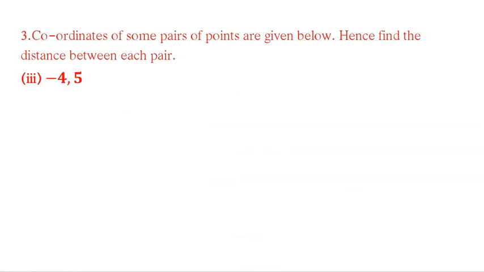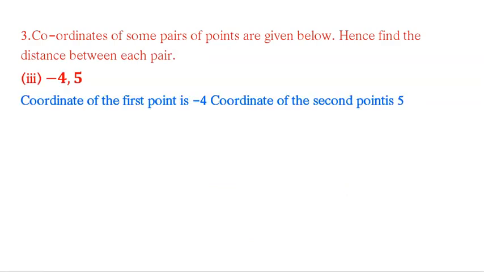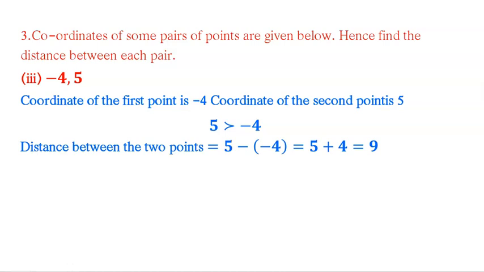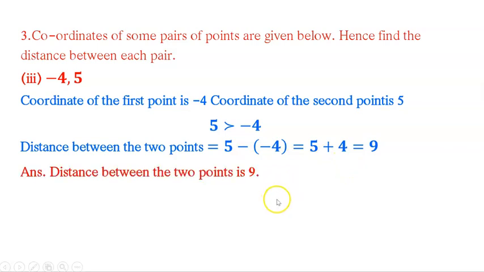Next, -4, 5. Coordinate of first point is -4. Coordinate of second point is 5. 5 is greater than -4. Therefore, distance between the 2 points is, we will subtract -4 from 5. That is 5 minus in bracket -4. 5 plus 4 is 9. Distance between the 2 points is 9.